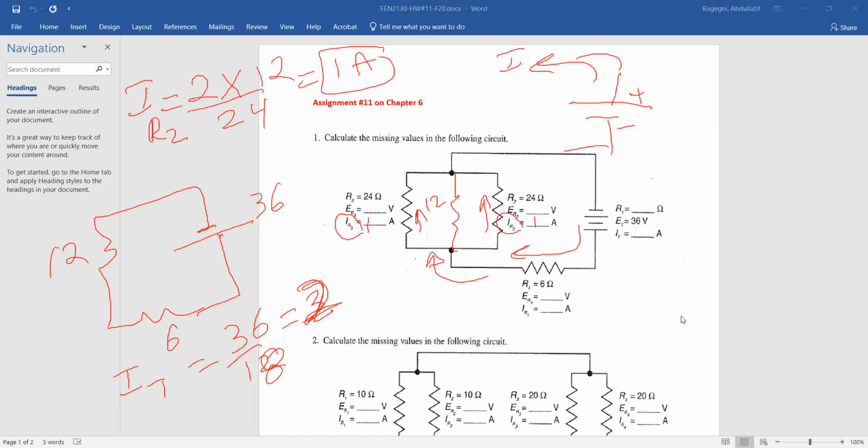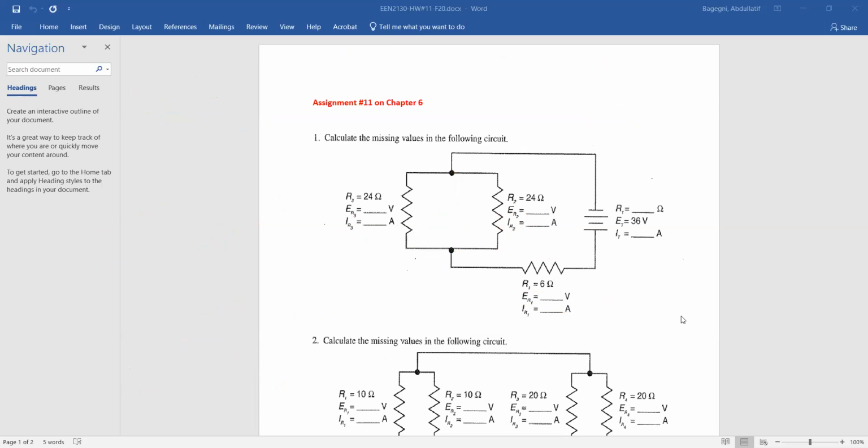Okay, and you need to find the voltage drop here. You have the I, which is 2 multiplied by the 6, so this will be 12. This is 2 amps, same current flow. So you have current 1, 24, so it will be 24. So apply Ohm's law here to find it.